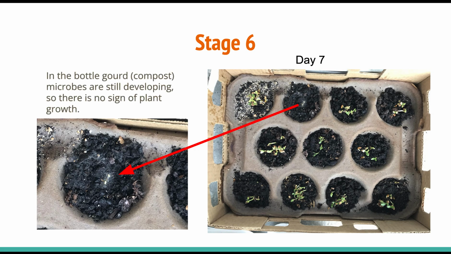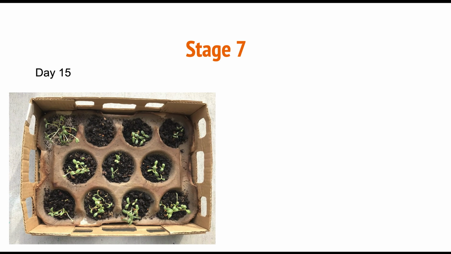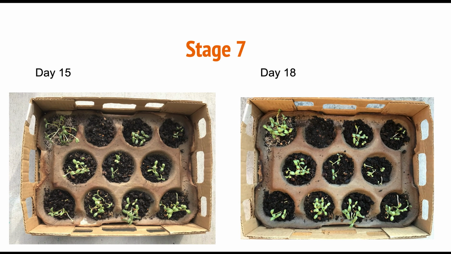In the bottle gourd compost, microbes are still developing, so there's still no sign of plant growth, and I had to research on that. Stage 7. Day 15 and day 18 was going well, and the plants were sprouting and growing really quickly, except for the bottle gourd compost.